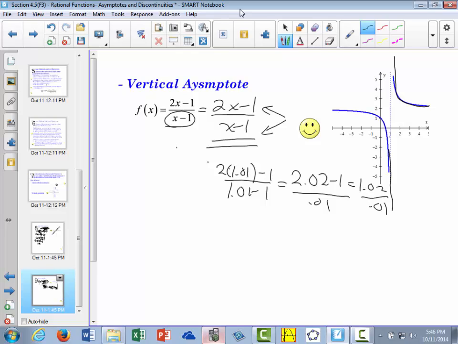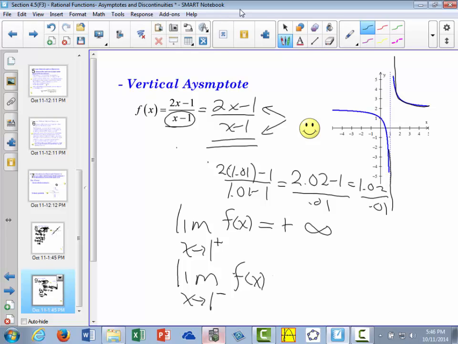So one way of writing that using that new limit notation would be the limit as x approaches 1 from the positive side of my function would be positive infinity. Our graph gets more and more positive as x gets closer and closer to 1 from the positive side. We can also say that the limit as x approaches 1 from the negative side of our function would be negative infinity. Our graph gets more and more negative as we get closer and closer to 1 from the left, or the negative side.